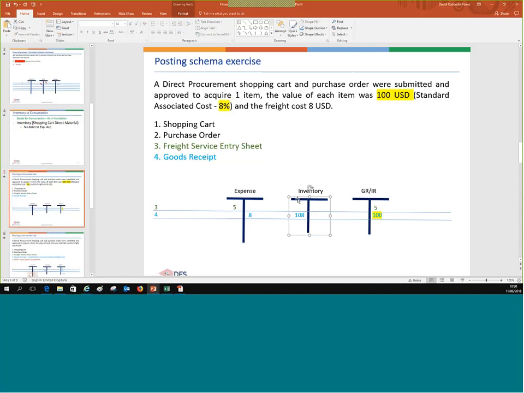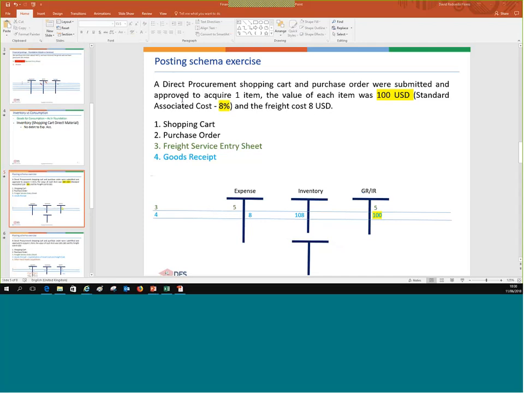So I don't want to touch the fixed asset part, but if we are in a fixed asset scenario, instead of the inventory account, we will be touching an asset account, right? So, and instead of 108, it will be 120. So for fixed asset, it's 20% as a standard assumed cost. For inventory items, it is actually 8%.